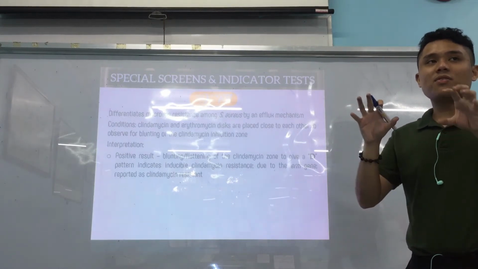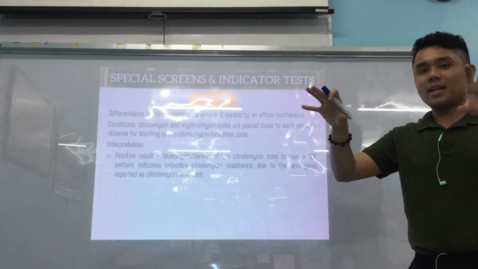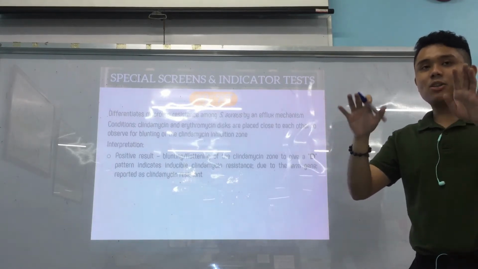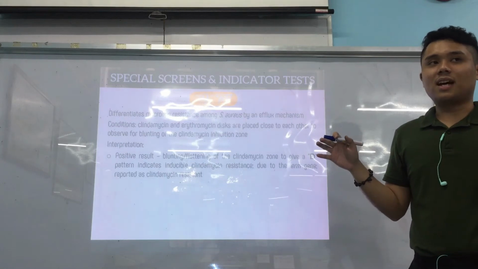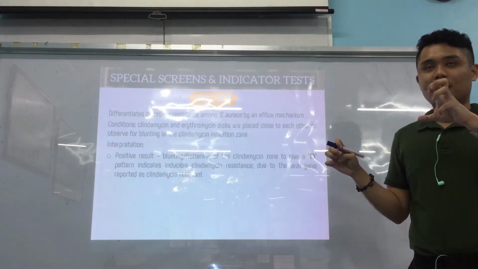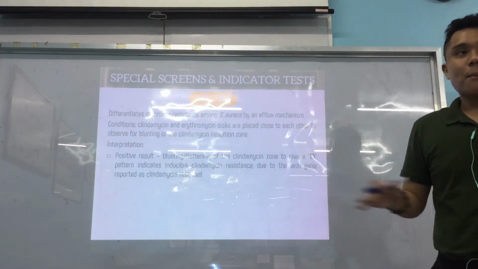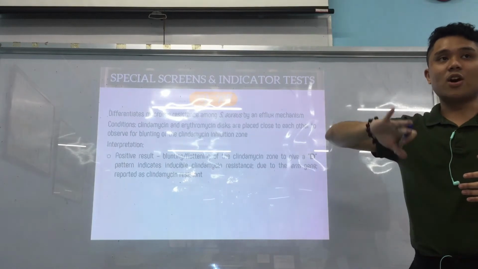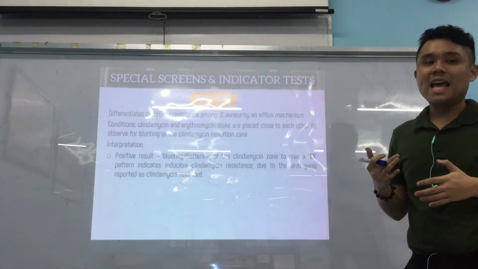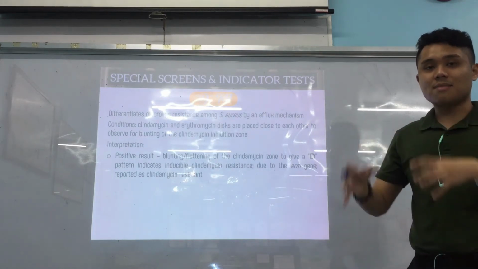What happens is that because of this gene, when the erythromycin and clindamycin meet, there is blunting, meaning the clindamycin zone of inhibition is cut off here, and growth is no longer inhibited. Okay, we'll look at the picture later. Blunting or flattening of the zone of inhibition around clindamycin is positive for the D-test, and that indicates inducible clindamycin resistance.